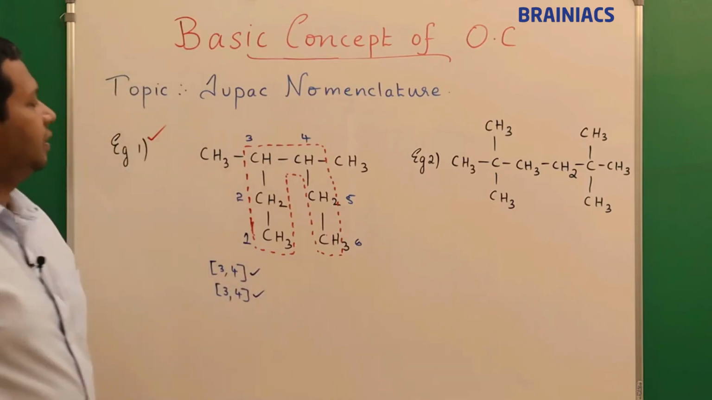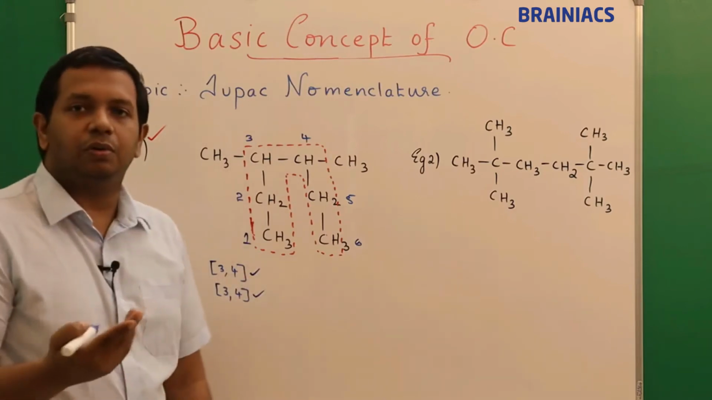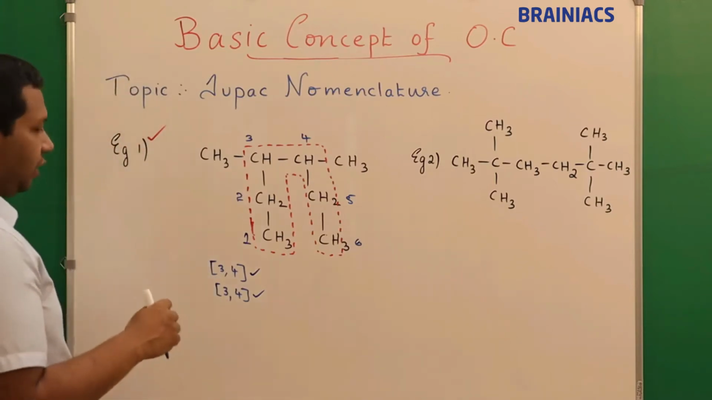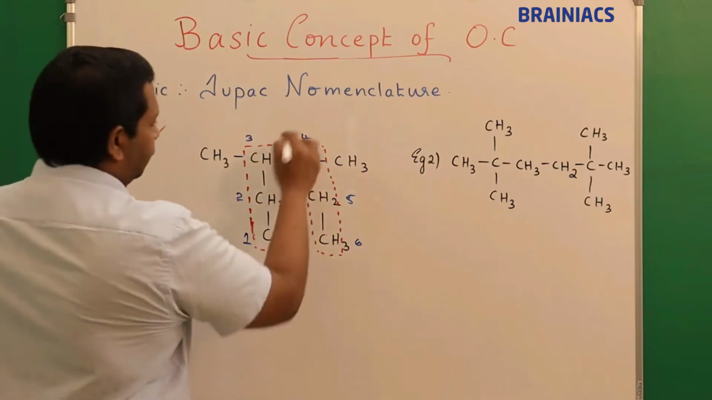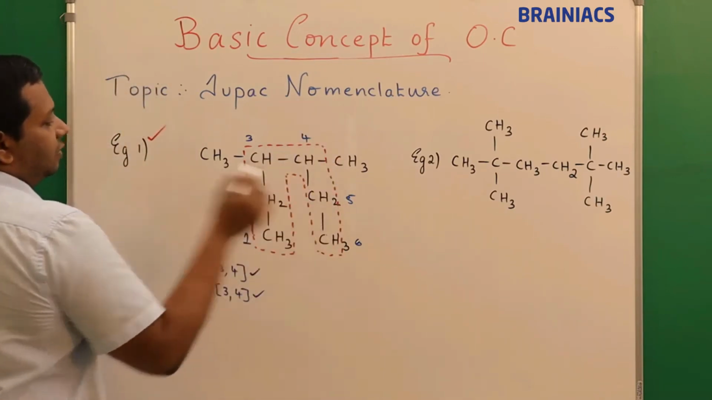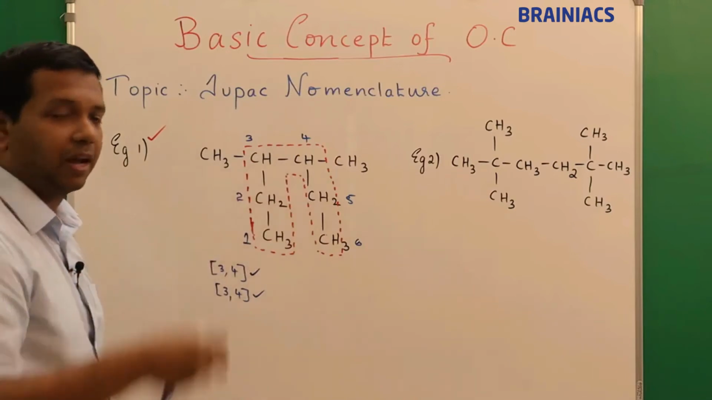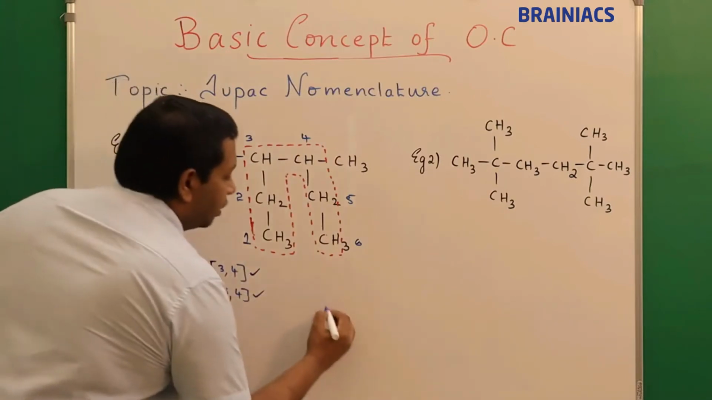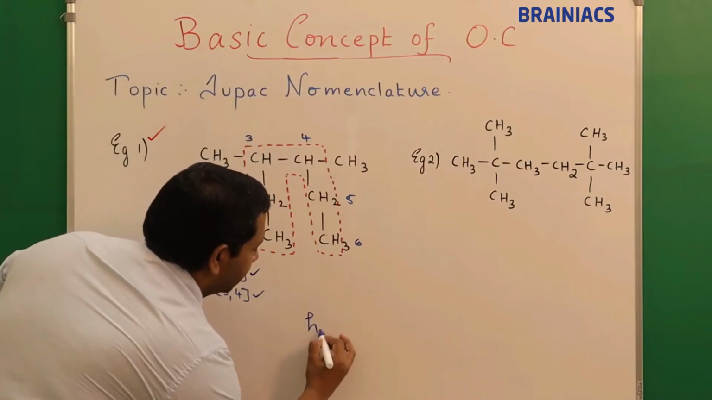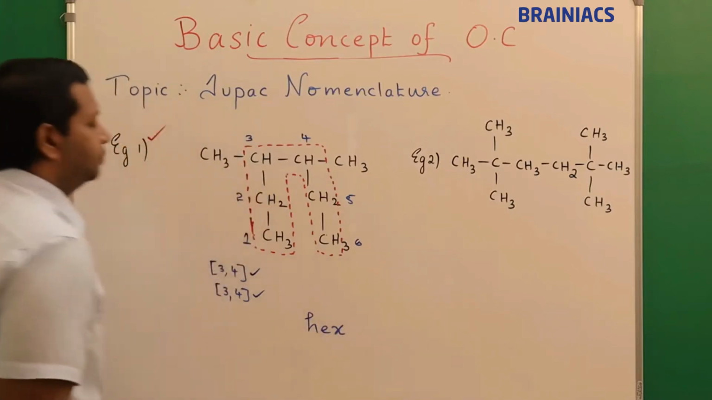Now numbering is completed. What is the next step? You need to name the compound. We know the format of how to name it. First, the word root should be there. Word root means 1 2 3 4 5 6, in the parent carbon chain 6 carbon atoms are there. So I can say my word root is hex.